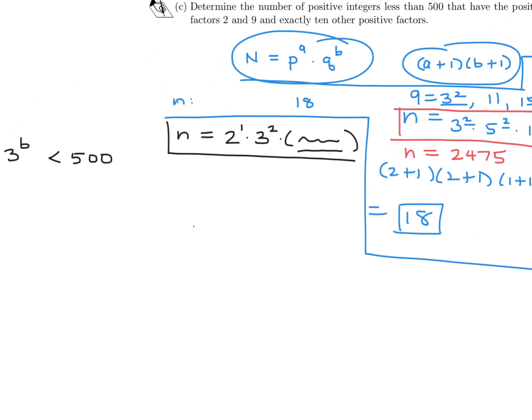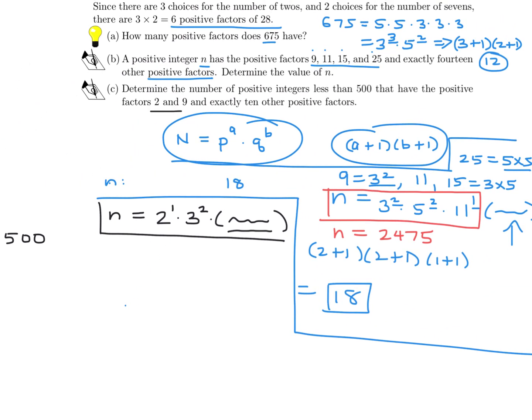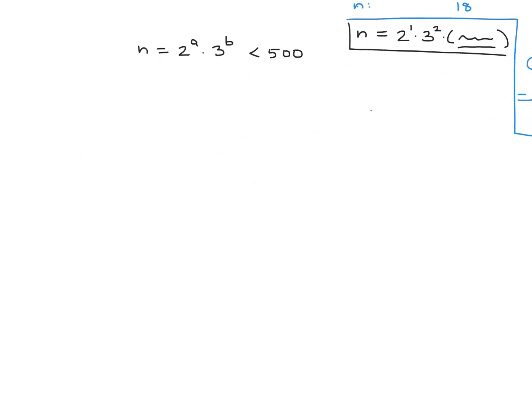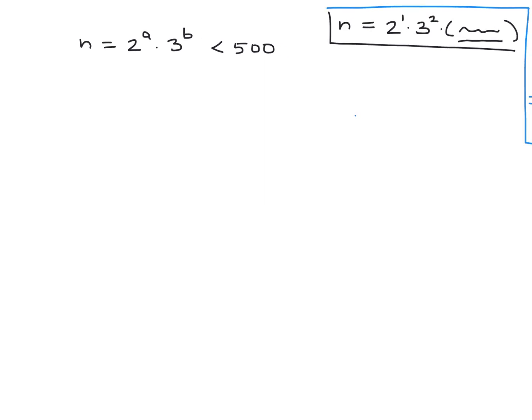And then how many was there again? These 2 and 10 others. So we got a total of 12 positive factors. Okay. So that means this a plus 1 times b plus 1 has got to equal 12. And then also, we have to keep in mind that A has got to be at least 1 and B has to be at least 2, since 2 and 9 are part of the positive factors. So I think the only thing here is just to make a table.